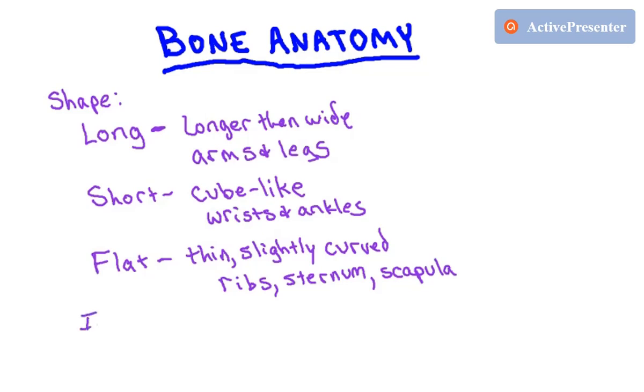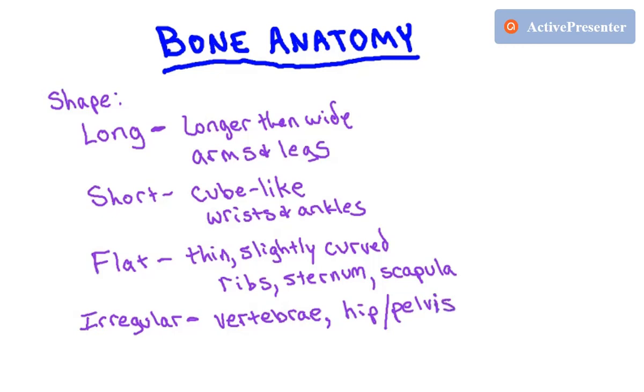Then there are the irregular bones, and that is just what it means. They're irregularly shaped. So like your vertebra, each individual vertebrae bone is irregularly shaped. Your hip bones, which is your pelvis, that's a crazy shape. I'll see you when you come into the bone room and start memorizing your skeleton, and you'll see what I mean. You'll be able to see the pelvis in person.